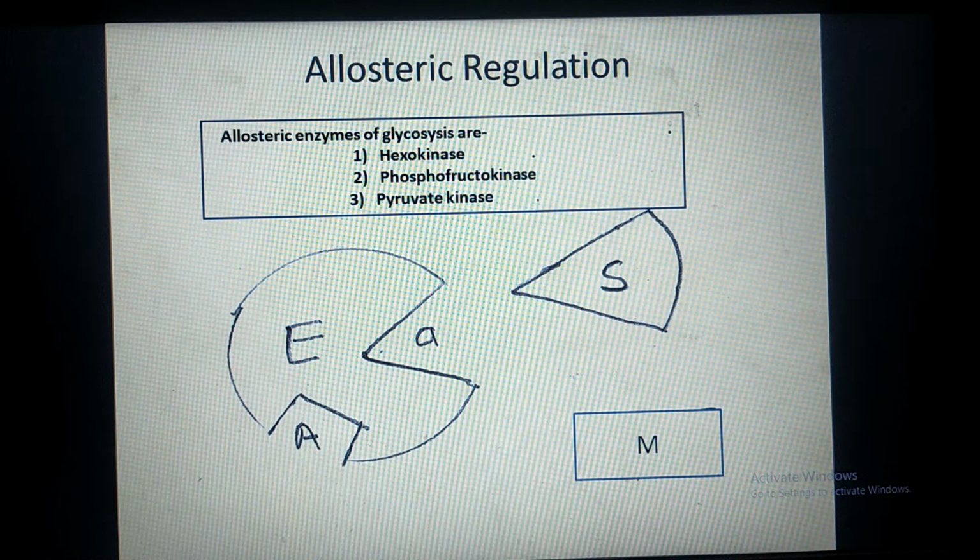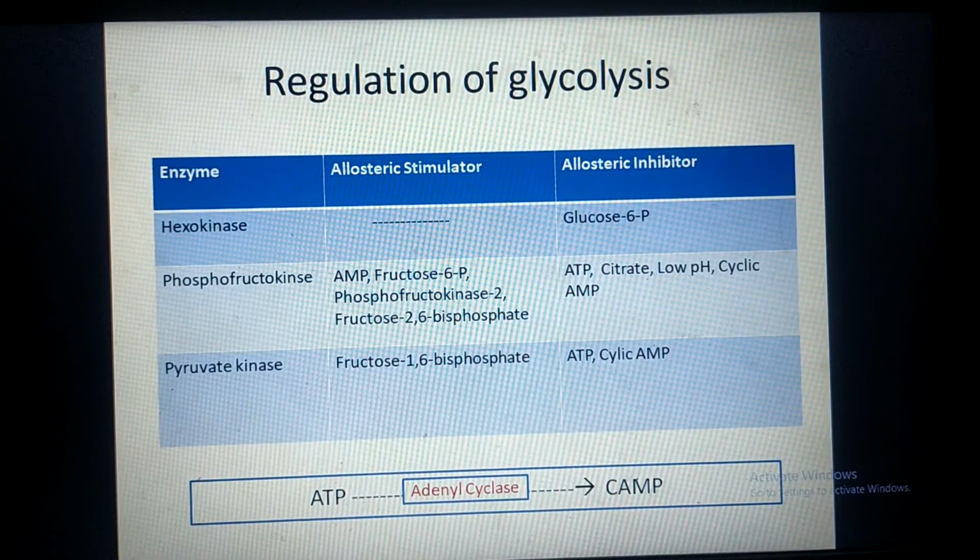So, the cell will synthesize either stimulator or inhibitor according to the need of the pathway. So, this slide shows the allosteric stimulators and allosteric inhibitors of glycolysis pathway.